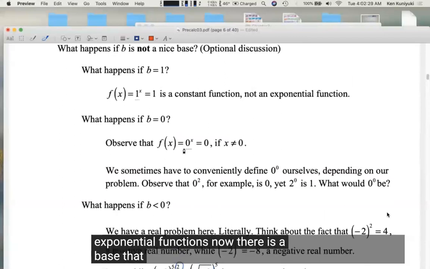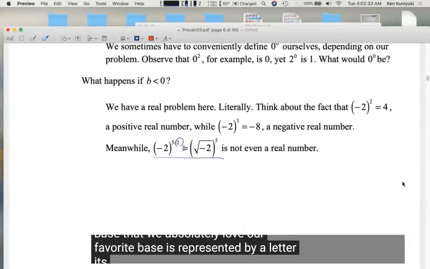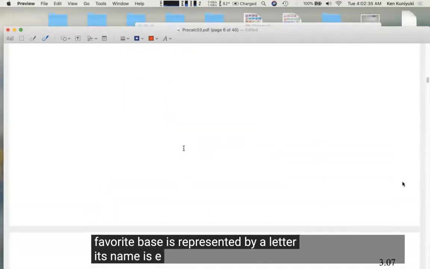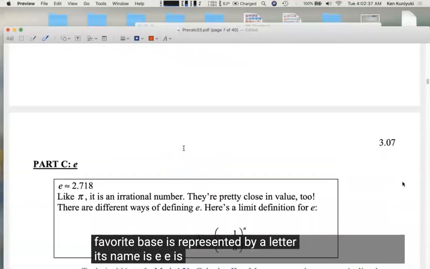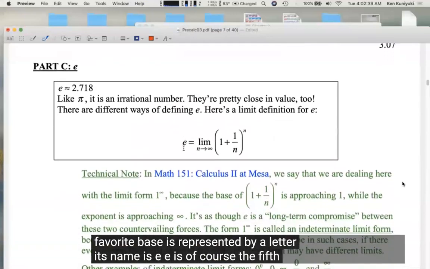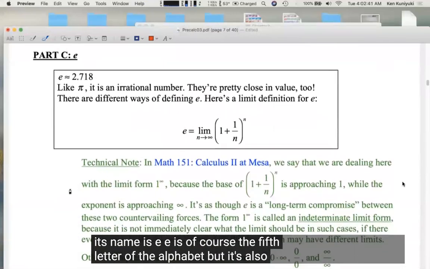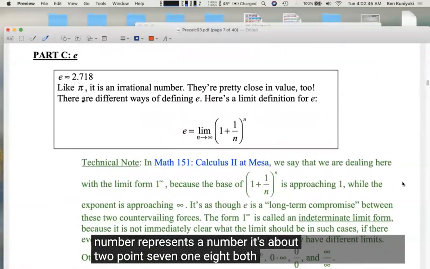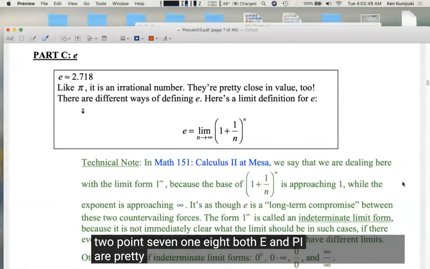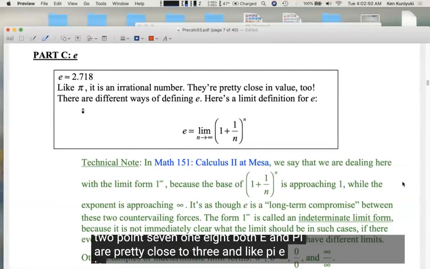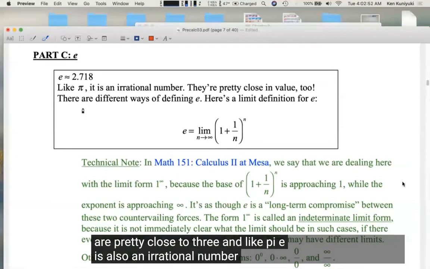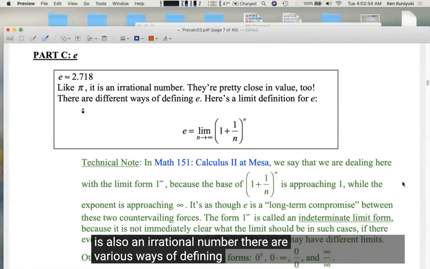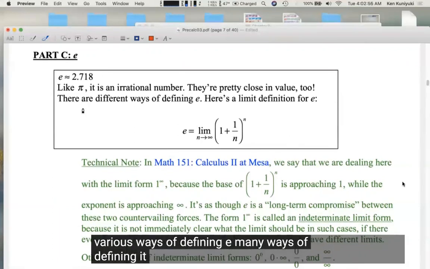Now, there is a base that we absolutely love. Our favorite base is represented by a letter. Its name is e. e is, of course, the 5th letter of the alphabet, but it's also a number. e represents a number. It's about 2.718. Both e and pi are pretty close to 3. And like pi, e is also an irrational number. There are many ways of defining e in calculus.